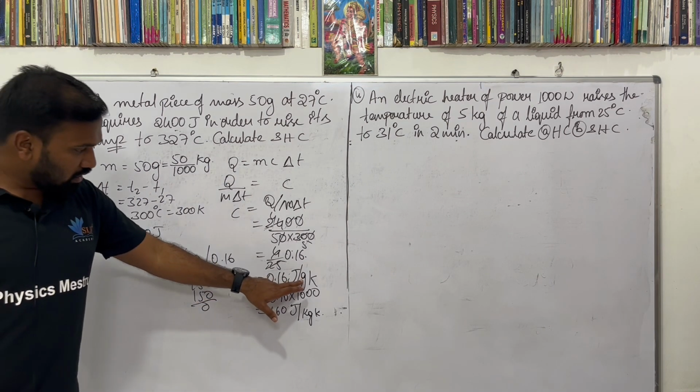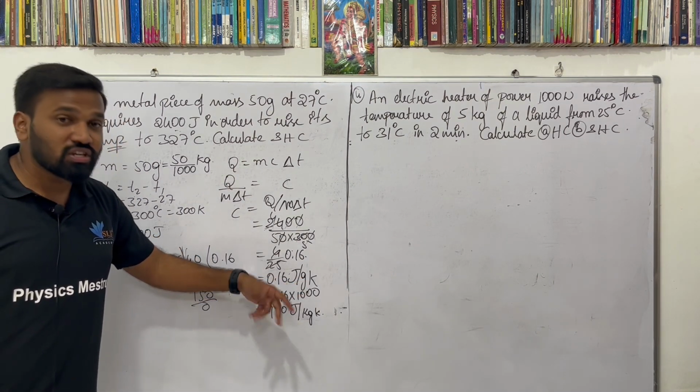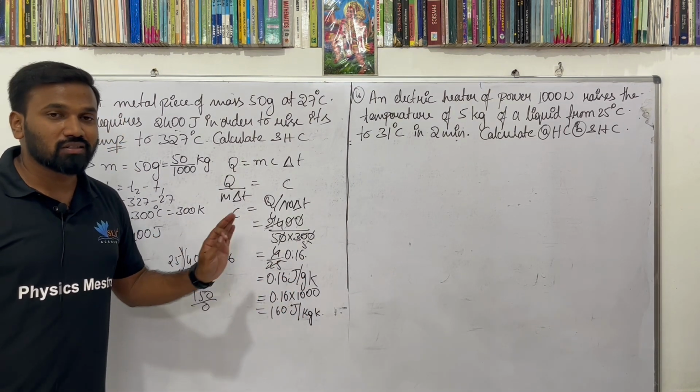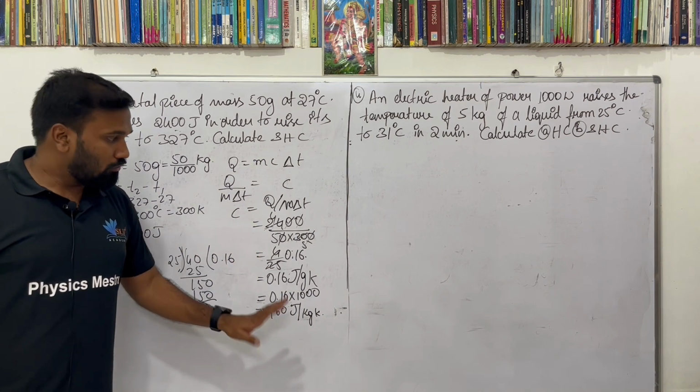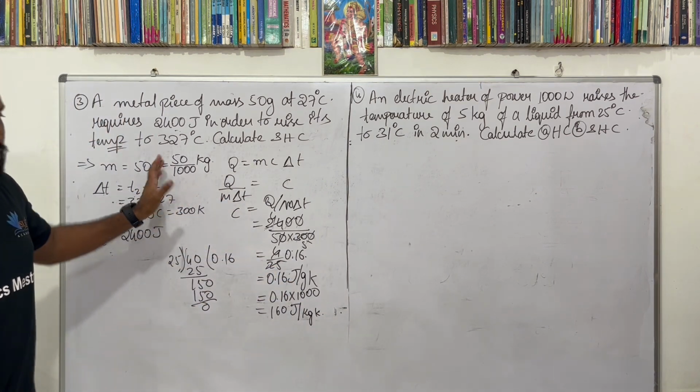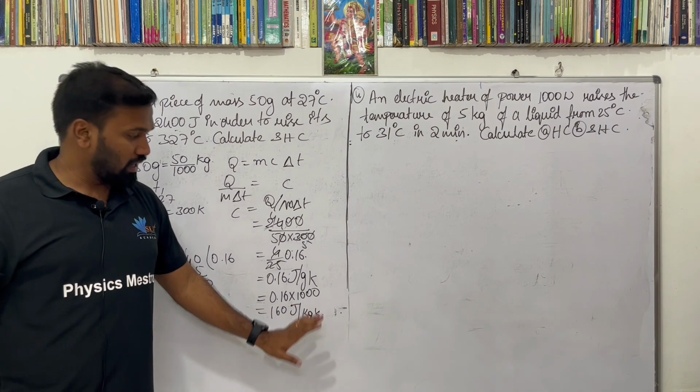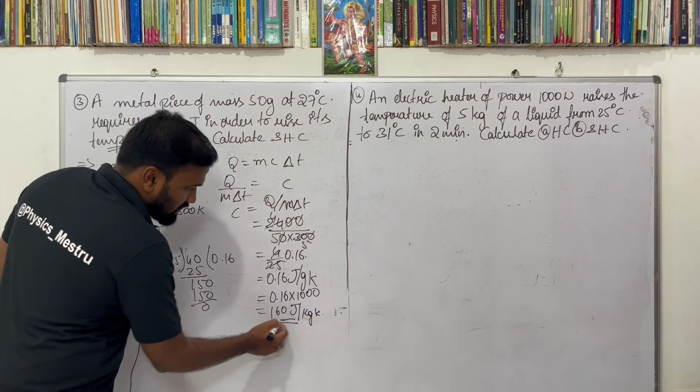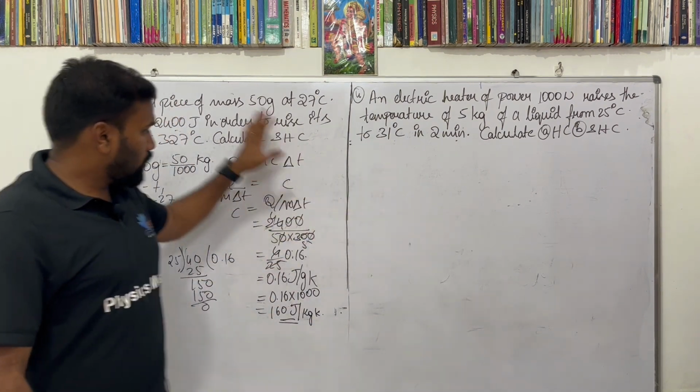Clear? So here if you want to convert this grams into kg, we have to multiply by 1000. This one you have to keep in mind. Why? Because if we take in terms of kg also, we will get the same value. So this is the answer, 160 joules per kg Kelvin. I hope you understood this question.